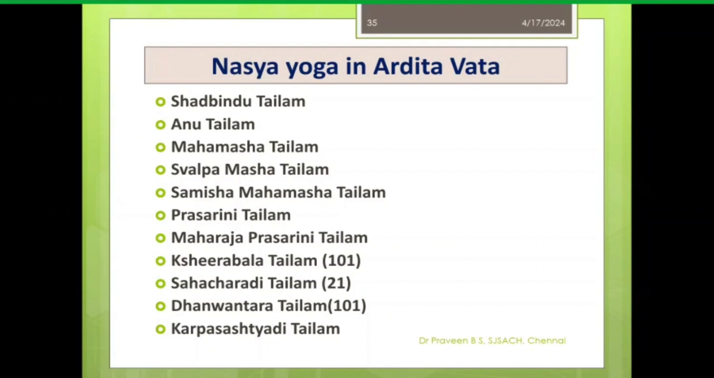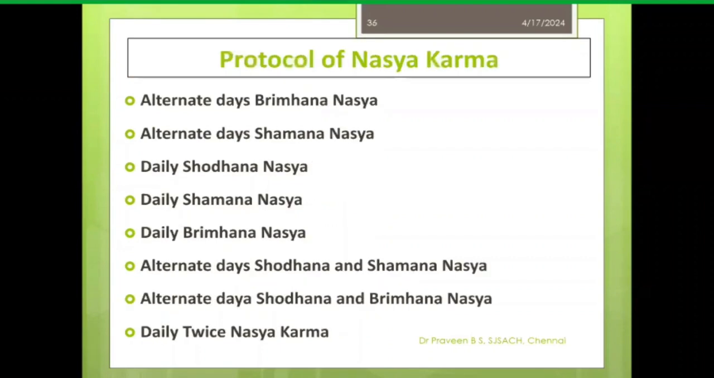Out of interest, you can just see the different varieties of oils you can use, and they are very beneficial. Then Sahacharadi Tailam, and Dhanvantaram Tailam, which is Ushnavirya and Kaphahara. And then Karpasasthyadi Taila, which is also a Vata Shamana Taila. So this also can be utilized.